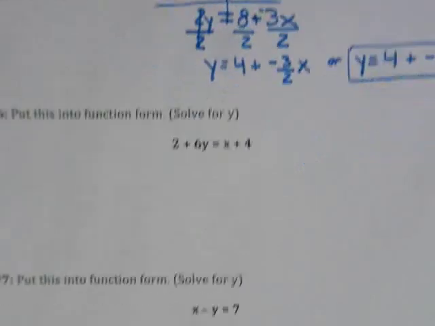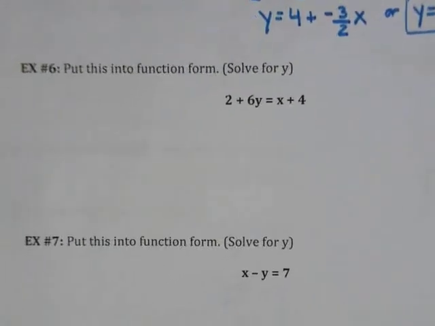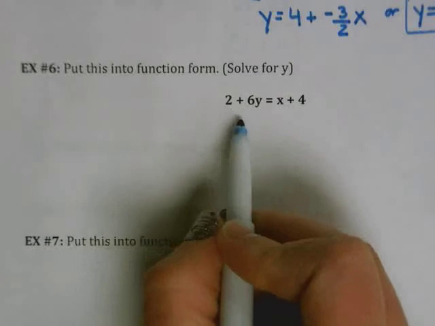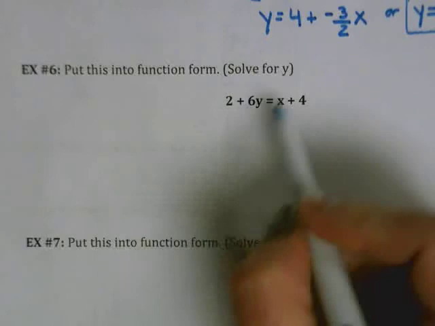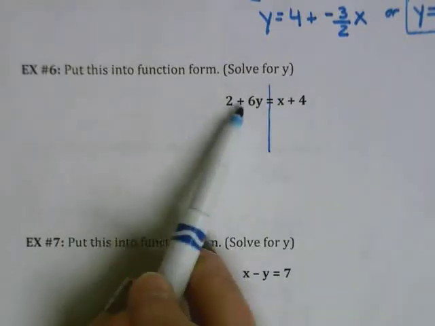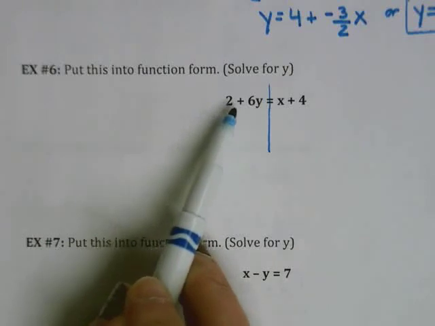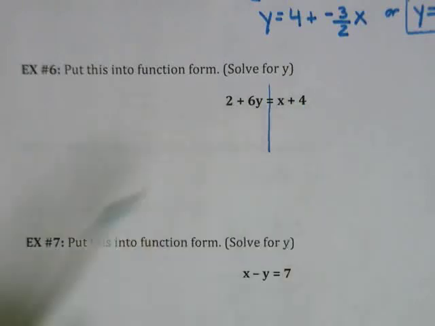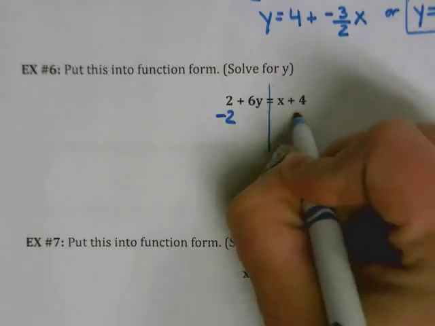All right, let's just do a couple more. Number 6, let's put this guy into function form. So we're solving for y, getting the y by itself, always, for all of these. So in this case, what needs to go? What's in the way of having this y by itself? Well, this plus 2. There's no x's over here. That's good. The x's are already on the other side. But how do I get rid of plus 2? Subtract 2.